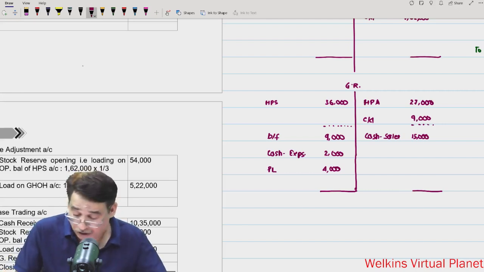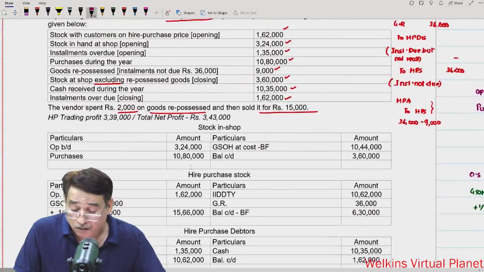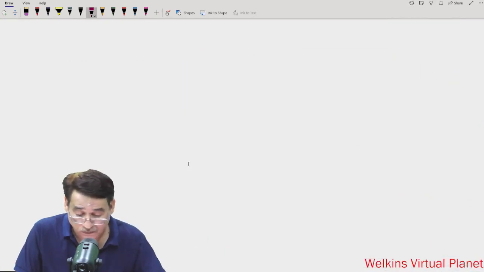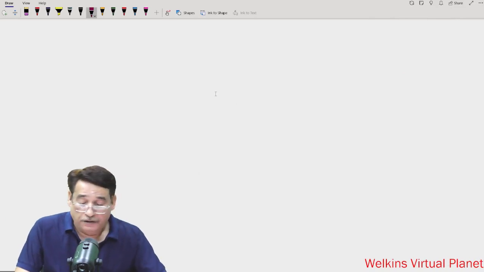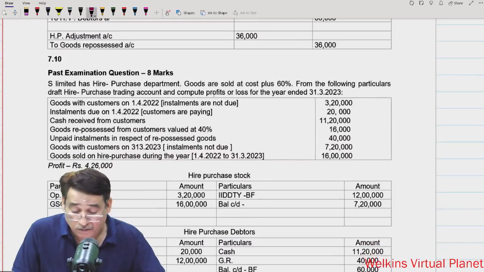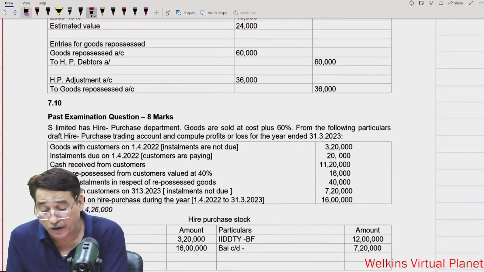Correct? This is how you will have to do this particular question. After having done this particular question, now 7.10. What is given in this particular question? Let's have a quick look over here.